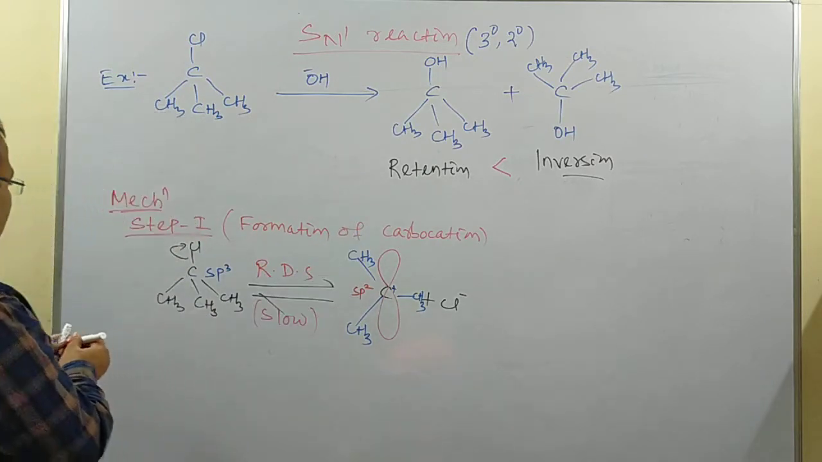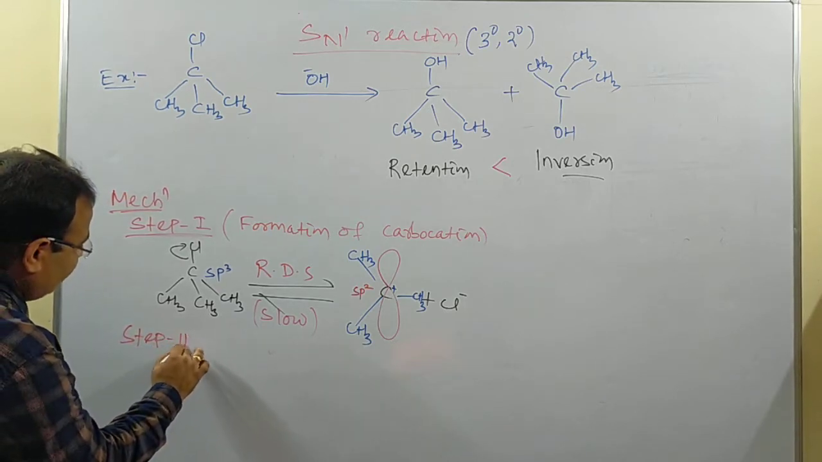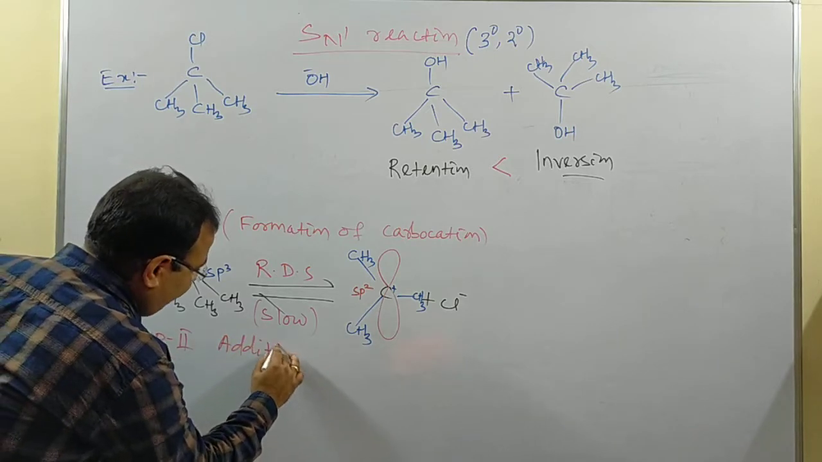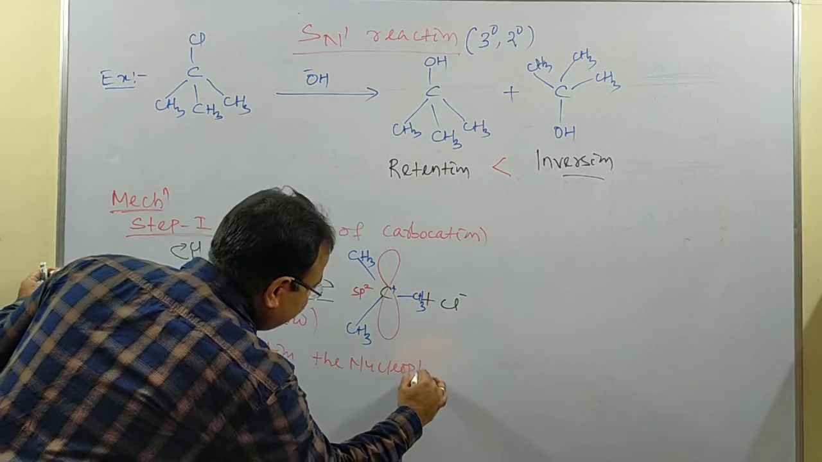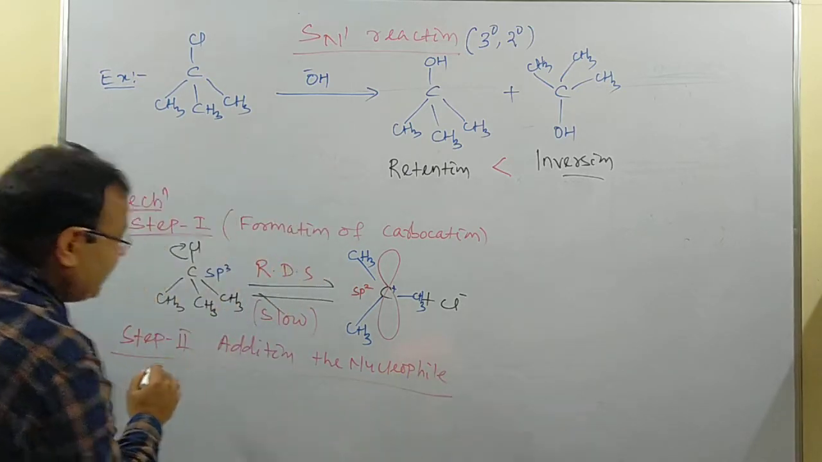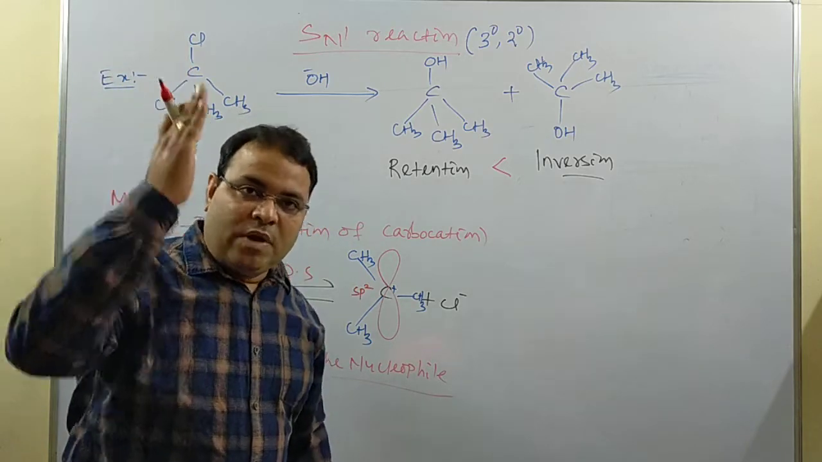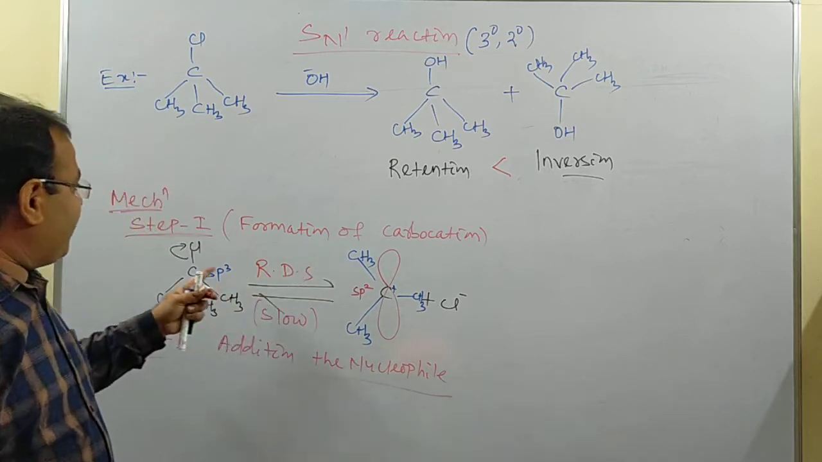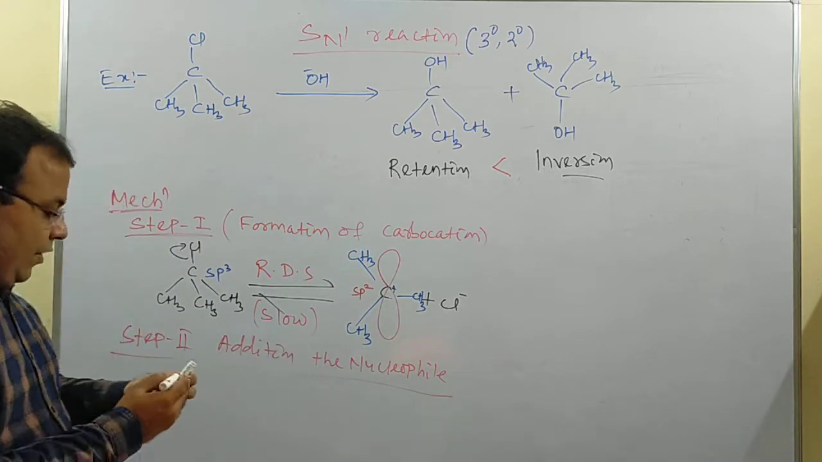Okay, so the second step includes addition of the nucleophile. It's a unimolecular reaction, but it has two steps. So the first step includes the formation of carbocation, and the second step includes addition of nucleophile.